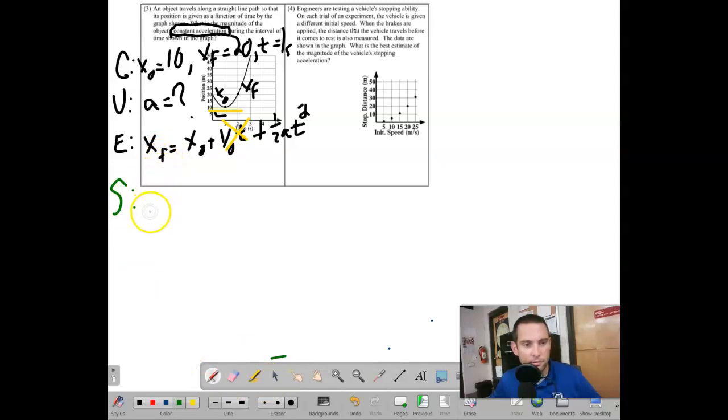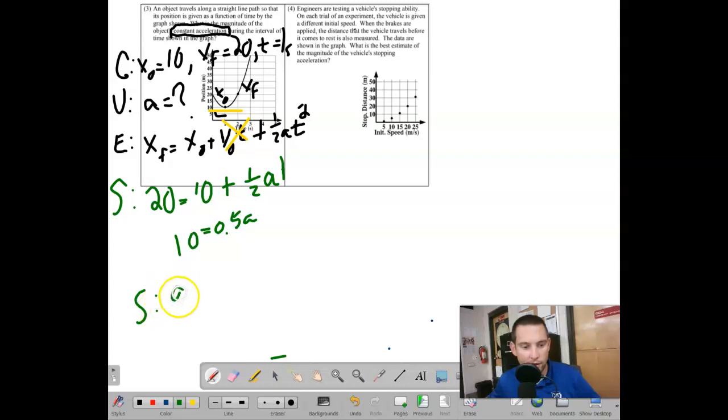let's see, we have xf 20, x naught 10, plus half of a times t squared. Well, we know t squared is going to be 1 squared, right? And we know half of 1 is 0.5. Okay, so we'll do some mental math here. We're going to move that 10 to this side, so we get 10 equals 0.5a. Dividing each side, we get our answer. Our constant acceleration is 20 meters per second squared. That's it. Not too bad.